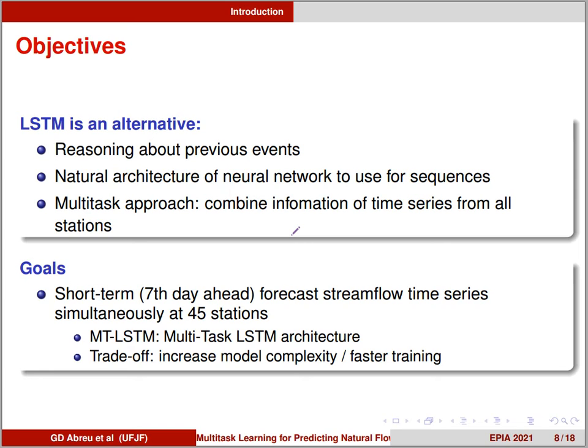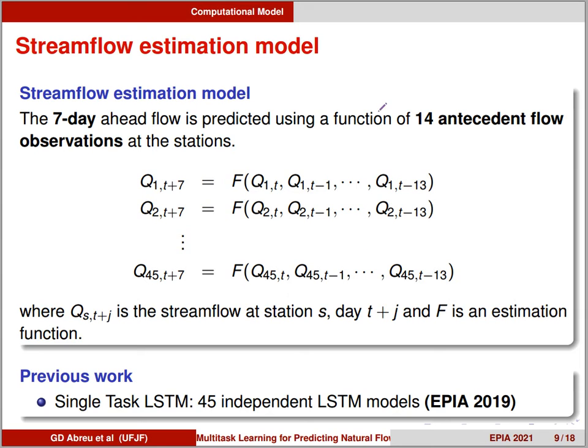And the goal of this paper is to provide a short-term forecast using the 45 stations in the river simultaneously, and we aim at predicting 7 days ahead. We will call this strategy MultiTask LSTM. There is a trade-off between the increasing model complexity, but we can also have faster training times for this neural network.